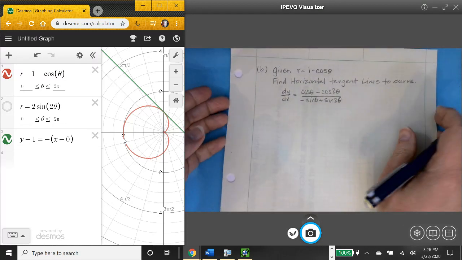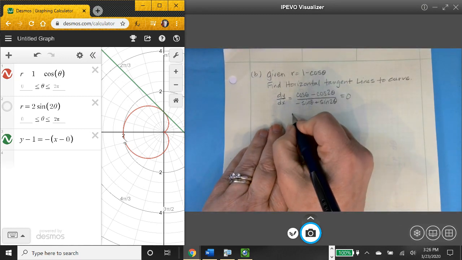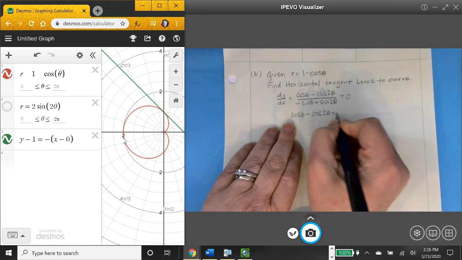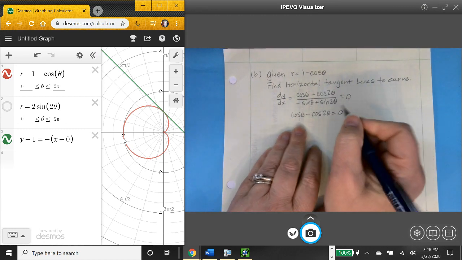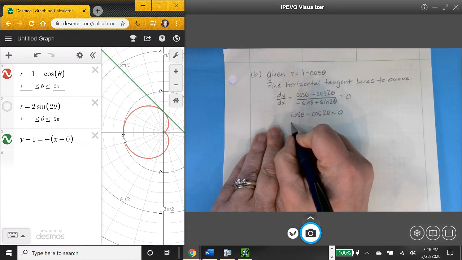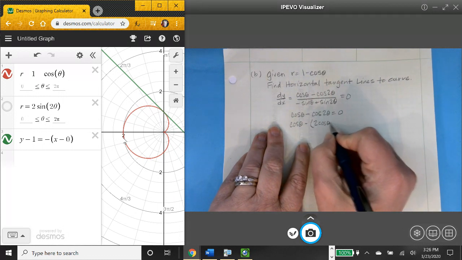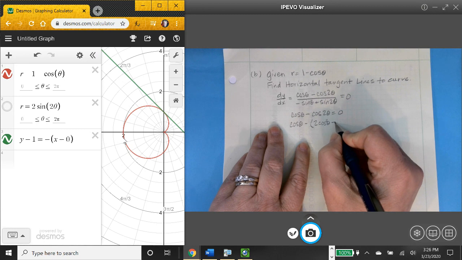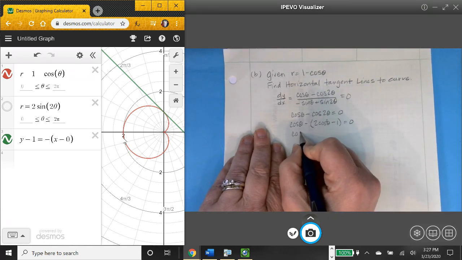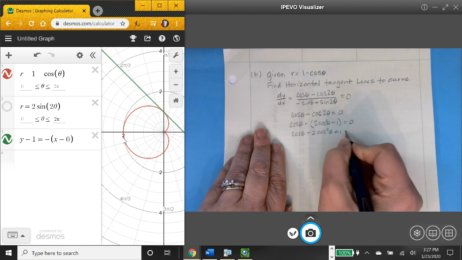Horizontal tangent lines occur when the numerator is equal to 0. So that's when this is equal to 0. So I'm going to put cosine of theta minus cosine 2 theta equal to 0. Now, I have a cosine here, so I'm going to use the all-cosine version of the double angle. So this will be cosine theta minus the quantity 2 cosine squared theta minus 1 equals 0. And I'm going to multiply it all out here: cosine theta minus 2 cosine squared theta plus 1 equals 0.